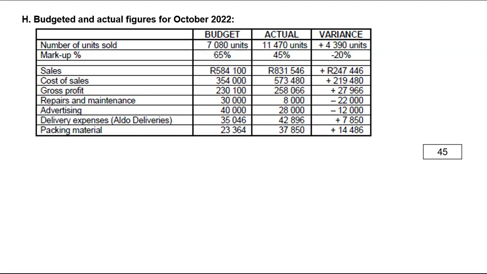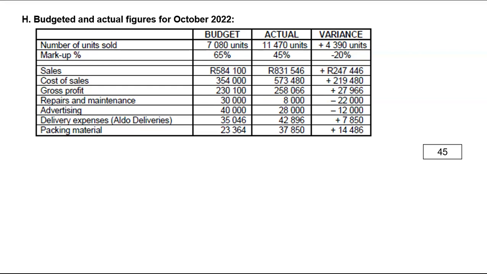And the question is, the markup obviously it's 45%. It means that you will generate 45% profits for whatever you sell. So it'll increase your gross profit. And that's why you'll notice your gross profit has increased by 27,966. And now they spoke about advertising.